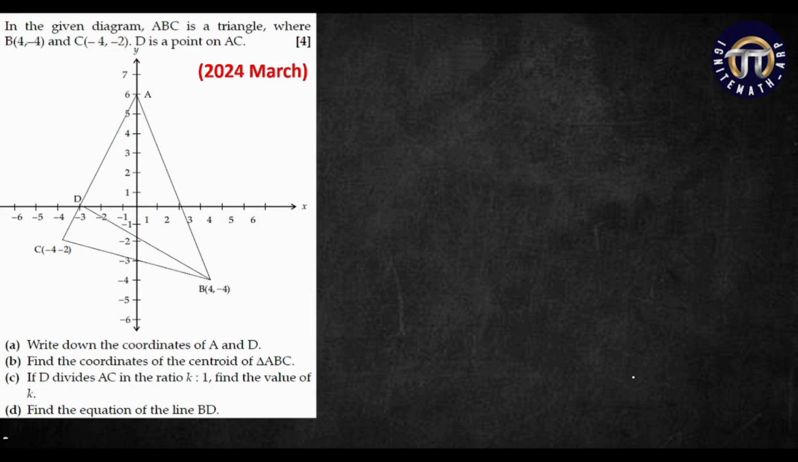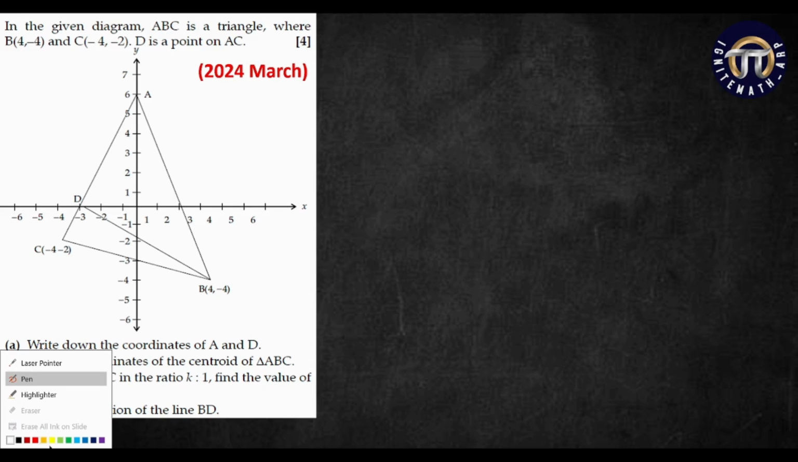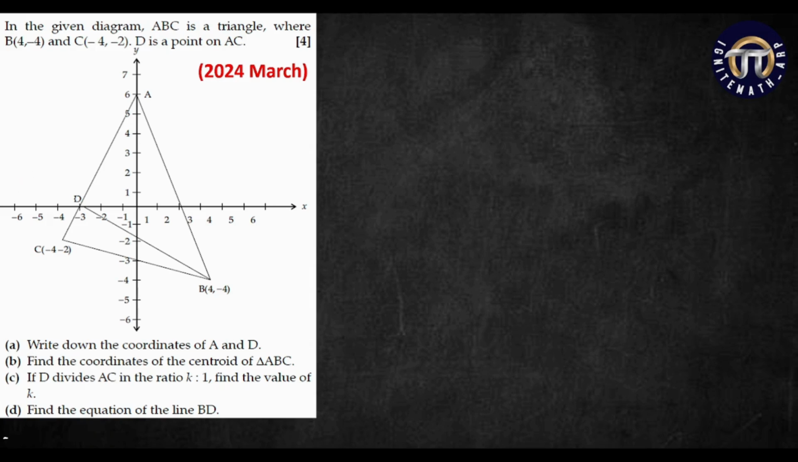In the given figure, ABC is a triangle where the coordinates of B and C are given to you. D is a point on AC, and you're asked to find the coordinates of points A and D. So where is D, children? You need to locate D first. D is the point over here. The coordinate of this point is minus 3 comma 0. So I can write D is equal to minus 3 comma 0. Clear? That is the coordinate of point D.